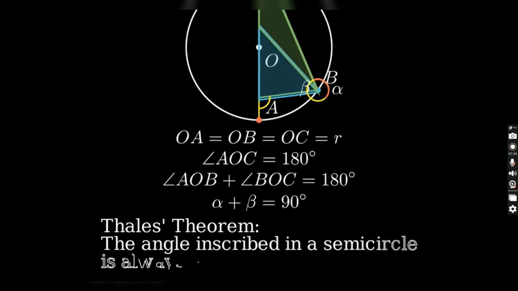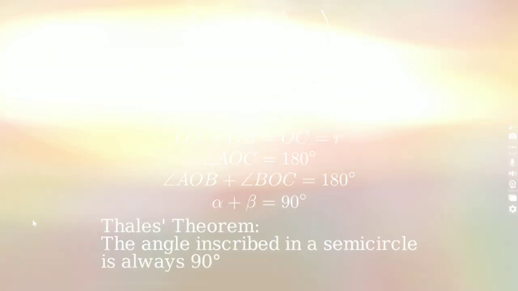And thus we have proved Thales' theorem. If a triangle is inscribed in a semicircle, the angle inscribed at the point on the circle will always be 90 degrees. This is one of the most elegant and useful theorems in geometry.